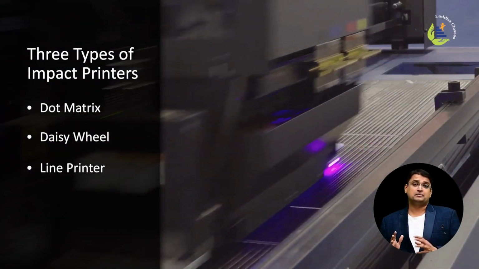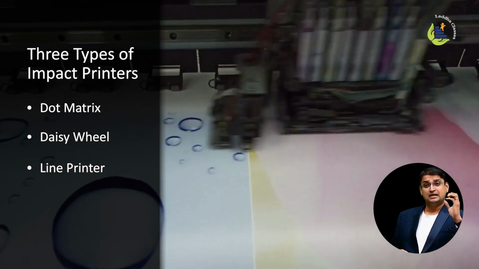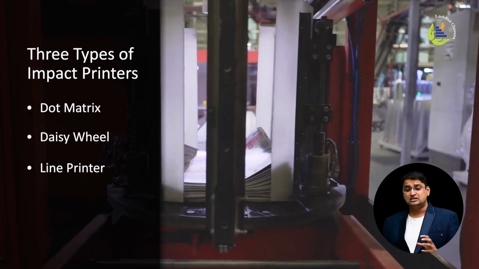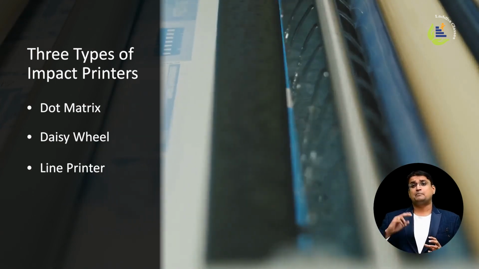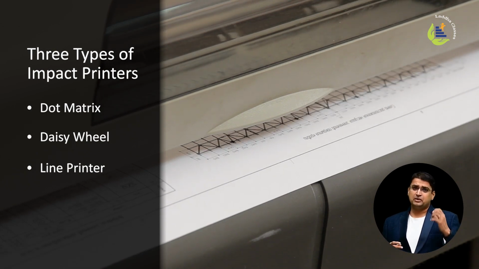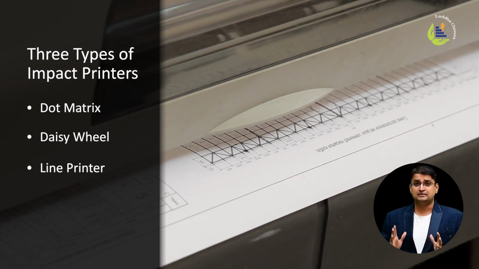Line printer. It is a high speed printer capable of printing an entire line of text at once instead of one or more characters at a time. These are impact shaped character printers which print one line at a time. Print quality of line printer is not high.